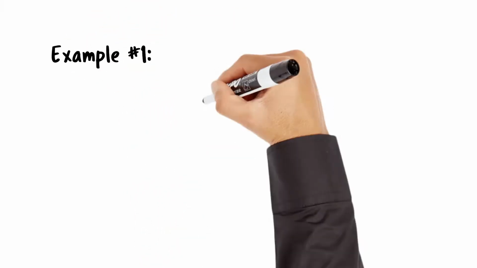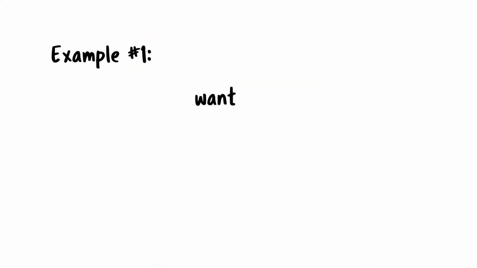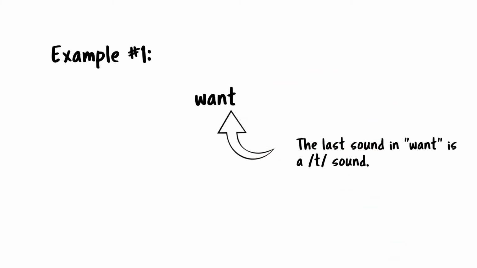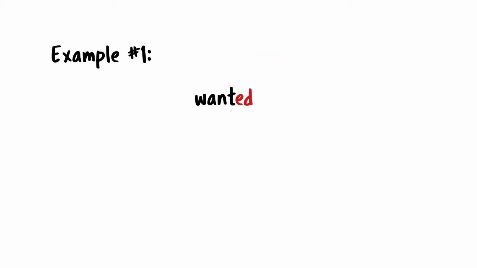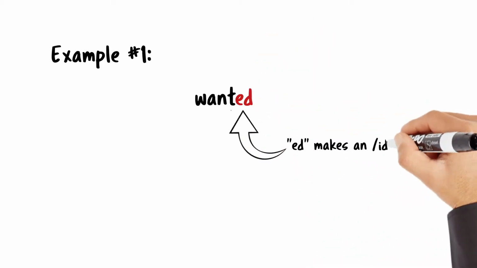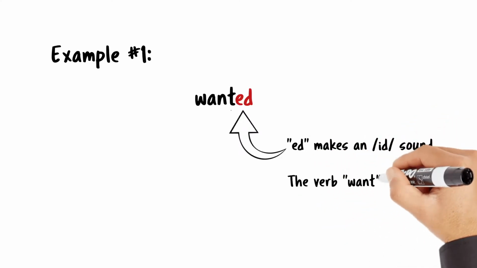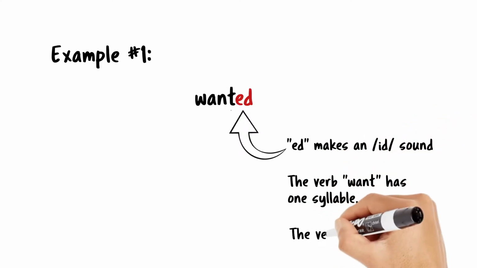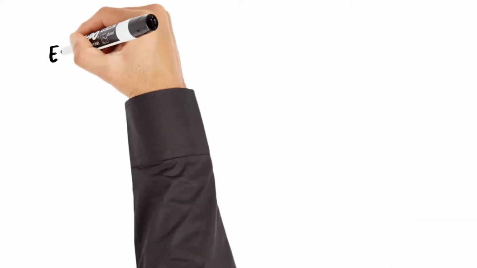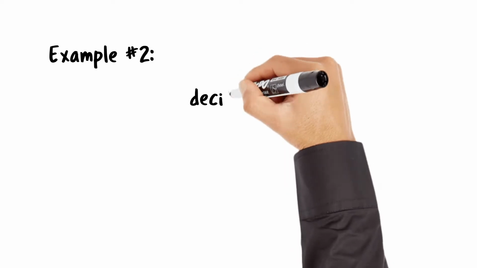Our first example was with the verb want. Want ends in a T sound, t. When we add ed, we get wanted. So here the suffix ed is pronounced id, and it combines with the last T sound to make an extra syllable, tid. This is also true for the verb decide.